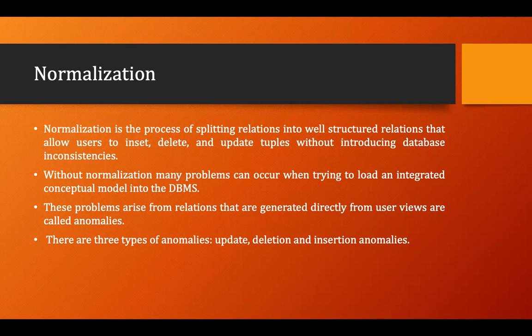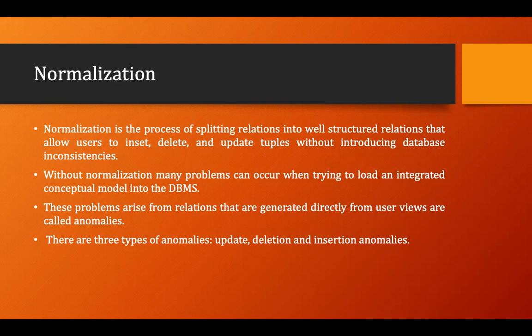The problems that arise from relations that are generated directly from user views are called anomalies. As I told you in the last class, there are some problems in a big table or big relation where the number of attributes is large and the table becomes more complex. In those types of tables, the user will find some anomalies. Anomalies are nothing but some sort of problems in the table or in the relation.